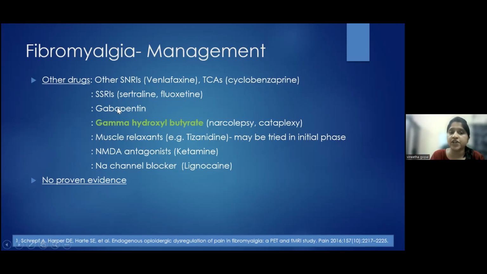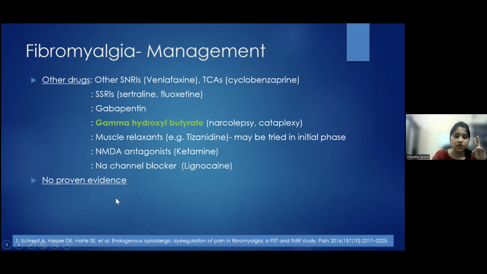Gabapentin, I already told pregabalin, gabapentin is also effective, just that the FDA has ignored gabapentin, but it is also effective. Then this is something which is gaining importance, gamma hydroxybutyrate, earlier known as sodium oxybate. This has been proven beneficial for the sleep disturbance in fibromyalgia. I searched, it is available in India, not in my hospital, but it is available in India. Then muscle relaxants like tizanidine may be tried in the initial phase. There is some literature supporting tizanidine. Then NMDA antagonists, ketamine and lignocaine, I'll come to that.